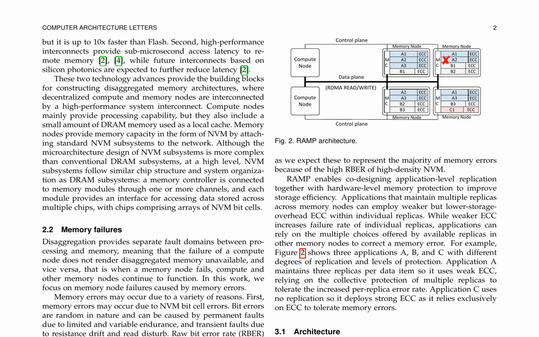RAMP's system architecture consists of compute nodes communicating with memory nodes through a control plane and data plane. Each memory node exposes its local NVM by attaching its memory controller to the control and data plane via a network interface card. An application running on a compute node uses the control plane to dynamically configure hardware-level memory error protection at the memory nodes to achieve a target uncorrectable bit error rate, UBER, and silent data corruption, SDC, rate.